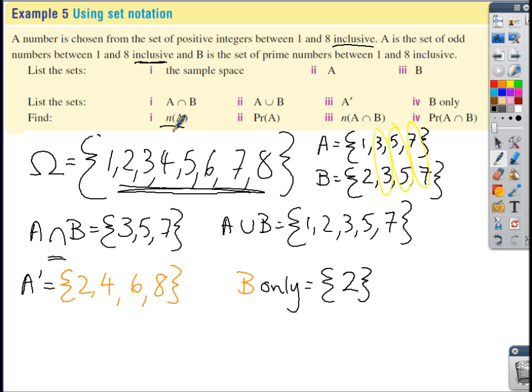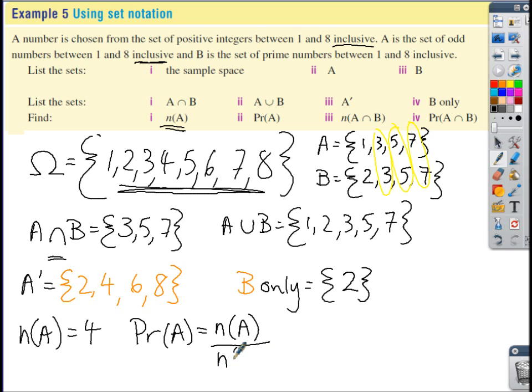Okay, let's continue. Now we're going to do some counting. We want to know n of A. So we've worked out what's in A, and there's 1, 2, 3, 4 elements. So n of A is equal to 4. What about the probability of A? Well, remember, when we're calculating probability, we look at the number of things that are in the event that we're interested in, in this case A, and we divide it by the number of things that are in the sample space. So we know the number of things in A is 4, and if we look at the sample space, there's 8. So the probability of choosing A would be 4 on 8, or in other words, half.